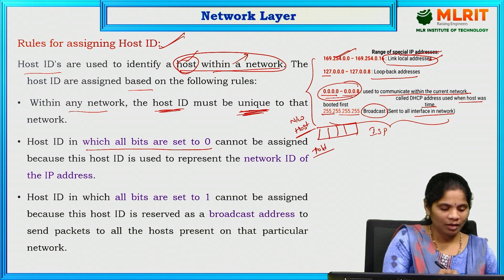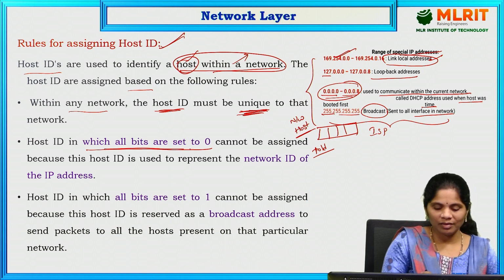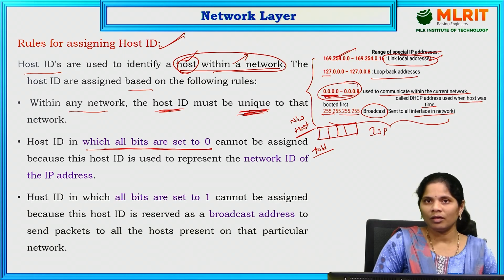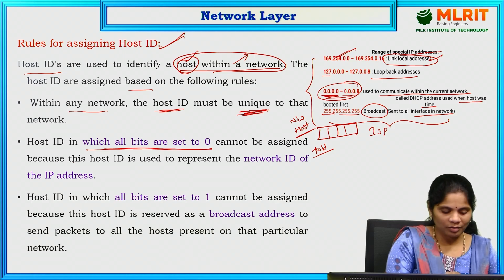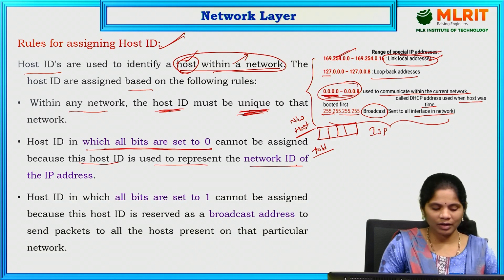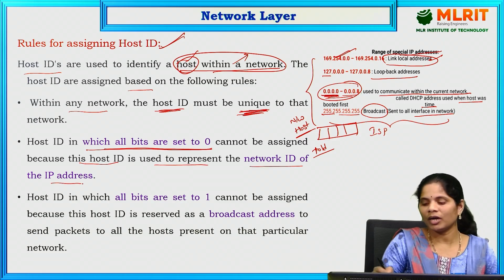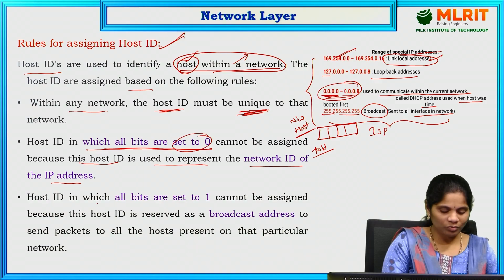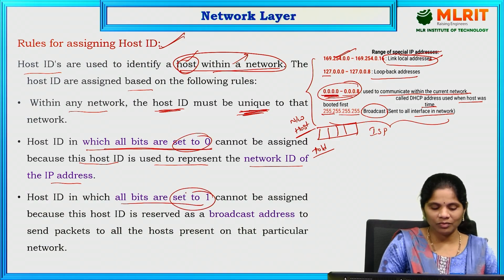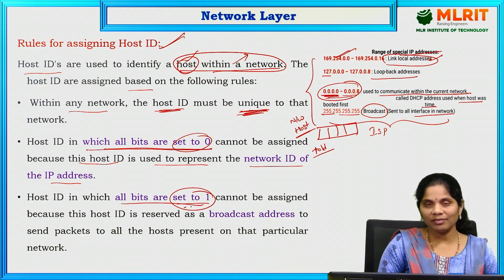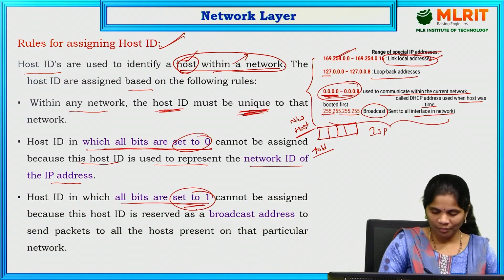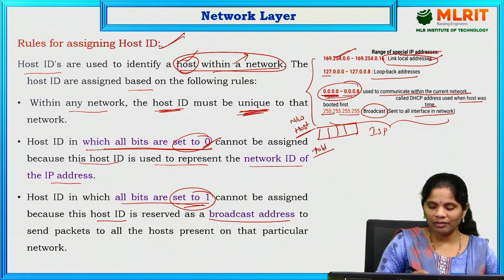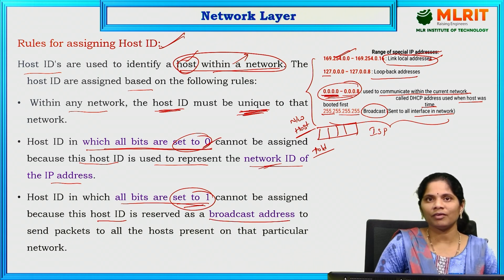In a host ID in which all bits are set to 0, that cannot be assigned, because a host ID of all zeros is used to represent the network ID of the IP address. That's why we can't use it. If the host ID has all bits set to 1, that cannot be assigned either, as it is reserved as a broadcast address. So if all zeros are there, that is used for the network ID, to represent the network.